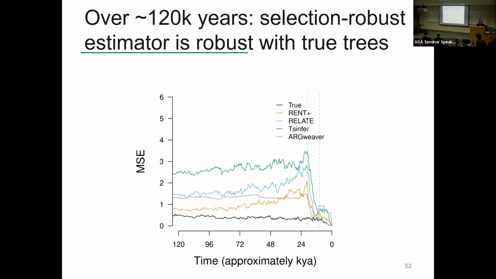If I try that selection robust estimator, the first thing you can see is that none of them are really up to snuff for this job when there's a selection. The true trees are working okay, but with any of the estimated trees, it gets thrown off during the period of selection. But once again, the relative winners here are Relate and Rent Plus, the real hipster one, and ARG-weaver. The newer methods that can take larger samples don't do as well for this job.